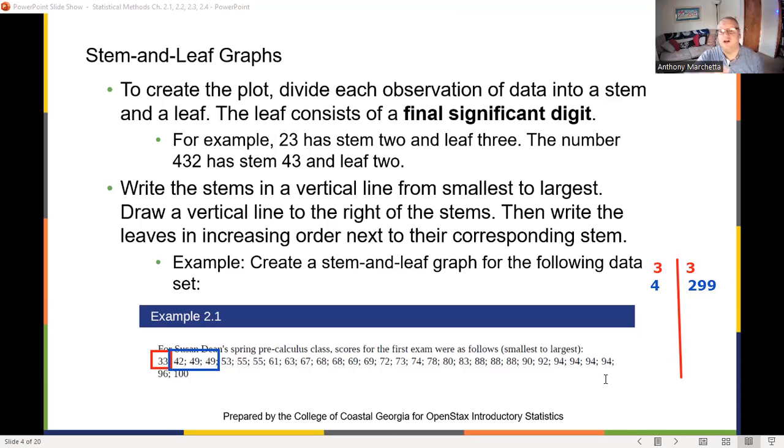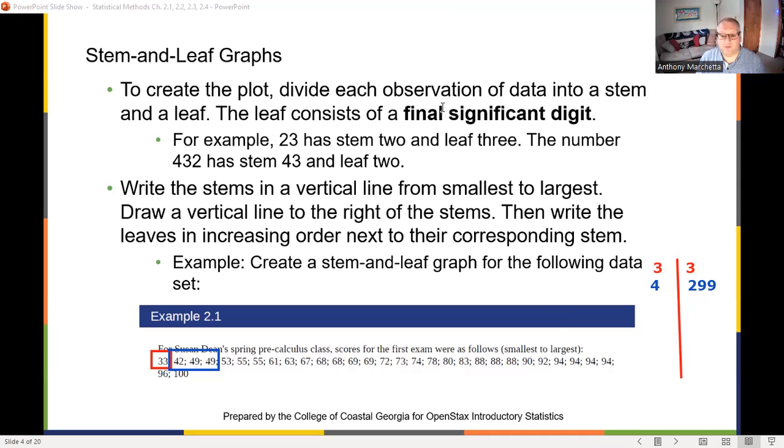But the point I'm trying to make is you should be able to read a stem and leaf chart like that and say, okay, the first number is 33, the next number is 42, then there's 49, then comes 49. Notice that between the 2 and 99 there are no commas. It kind of looks like the number 299. It's not. They are leaves. They're supposed to be 42 and then 49 and then 49.